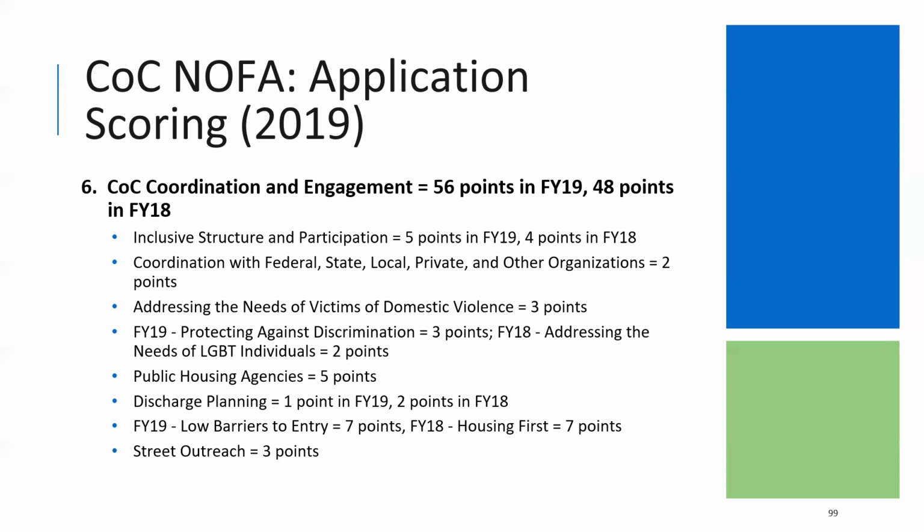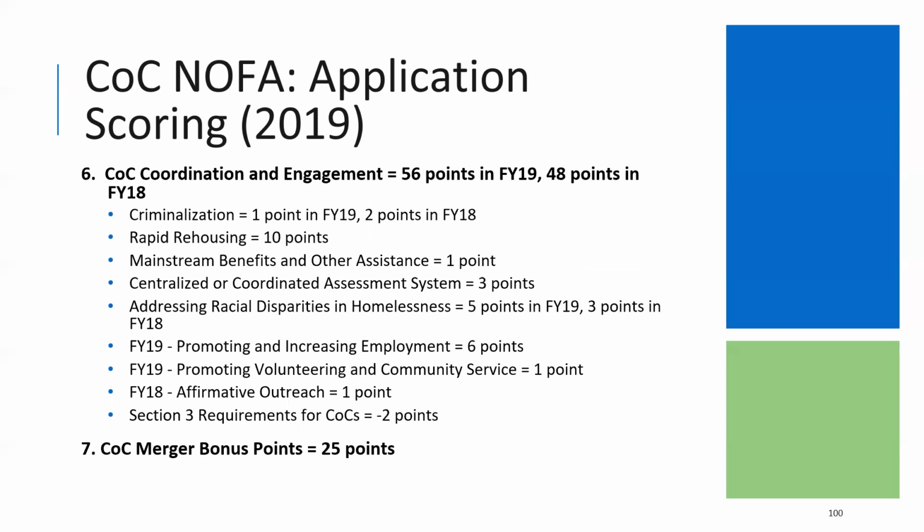Low barriers to entry. Does your system ensure that folks are not screened out because of barriers that they may have, whether that be employment, lack of employment, criminal history, sobriety, things like that? HUD asks about your street outreach strategy and how you're reaching folks who are least likely to access the system. HUD looks at criminalization, which is what are you doing to work with your local partners to ensure that folks experiencing homelessness are not criminalized?